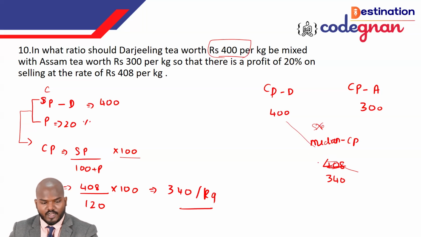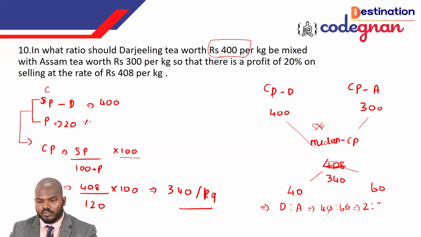Okay, so 400 minus 340 gives the value 60. And 300 minus 340 gives 40 here. So the ratio of Darjeeling to Assam is 40 is to 60. If you simplify this, you can cancel it and you get 2 is to 3 as the final answer.